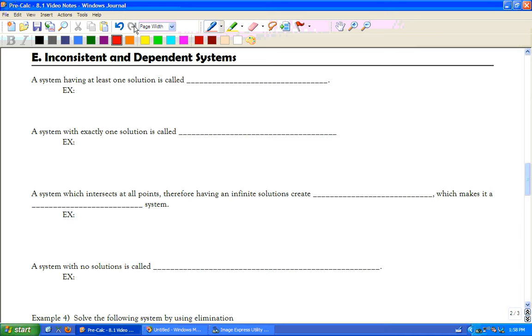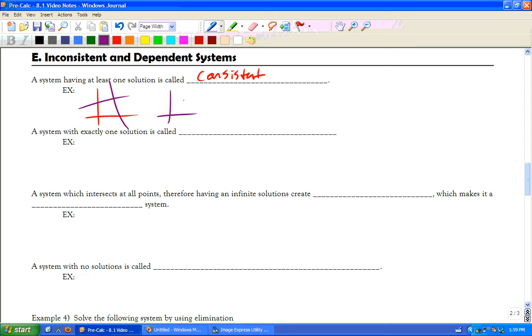Welcome back, pre-calculus students. We're going to take a look at a couple of different names and types of systems and how to handle them and what they mean. The first one is a system that has at least one solution. It can have more than one solution, but at least one solution is called consistent. For us, linear systems would be consistent if they have one solution.